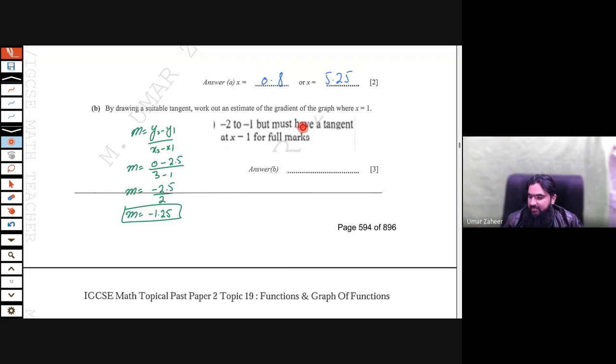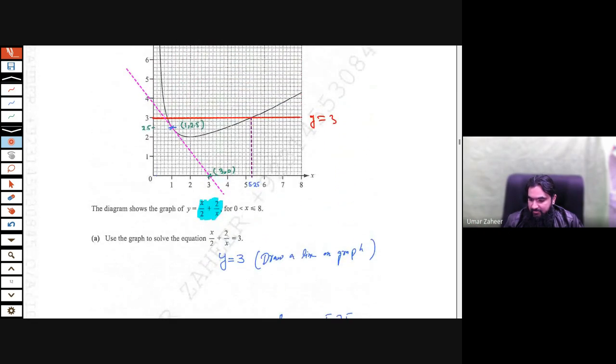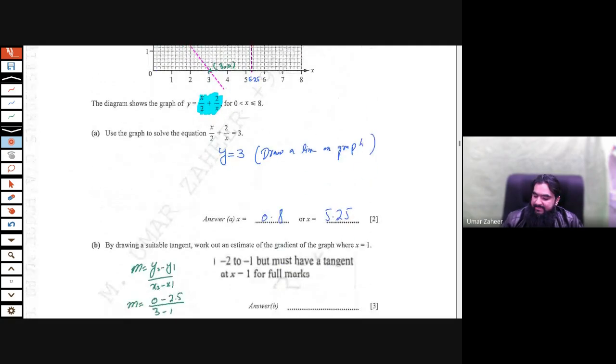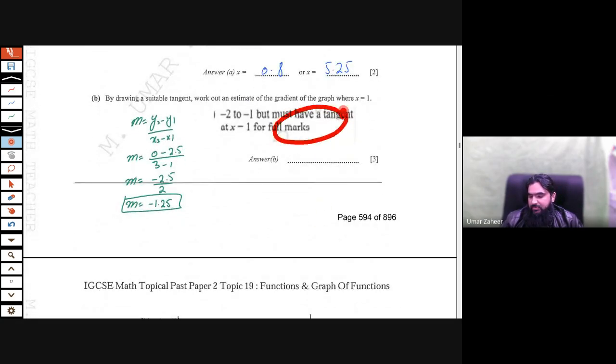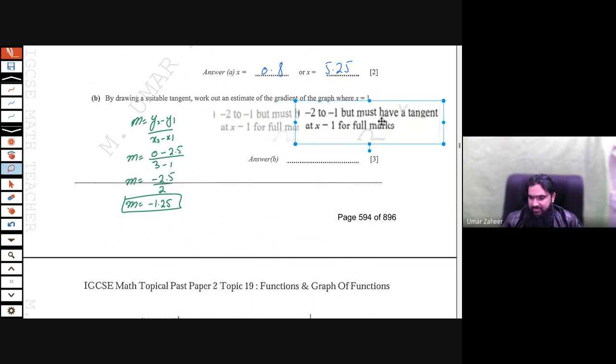The second thing, you must have a tangent at x is equal to 1. So look at here, the tangent that you are drawing must be at x is equal to 1. So you will get the full marks. Yes, it is clear. I'm just telling you because you have to verify your answer with the mark scheme. So you must know what it means. Yes, any question, everyone?